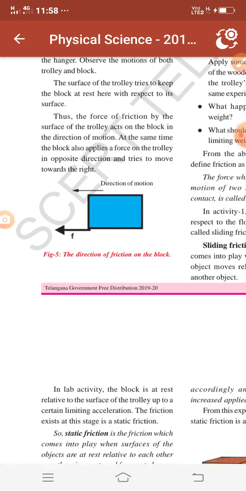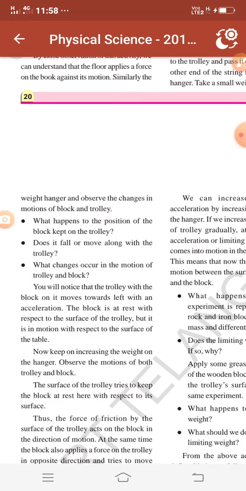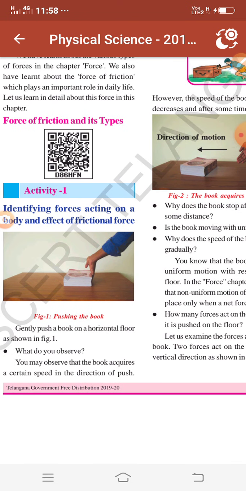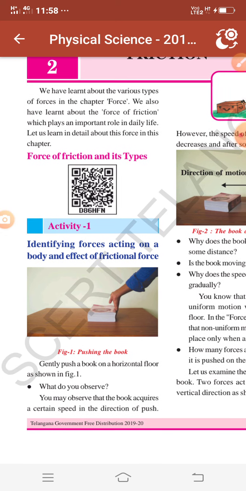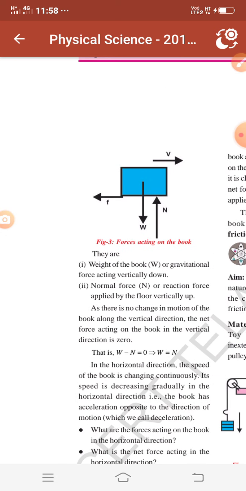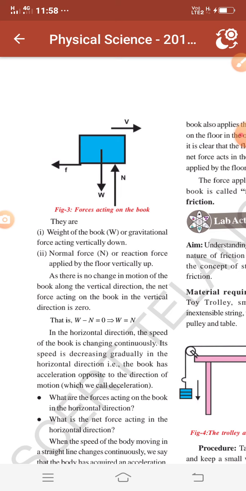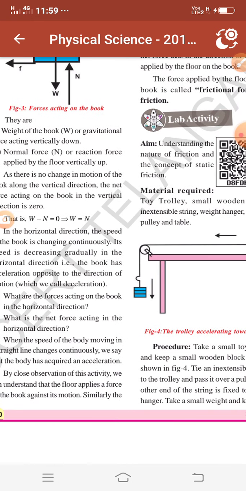Children, in this class what did we learn? Yes, we learned the meaning and definition of friction and the types of friction. How many types did we read? Two types. One is sliding friction, another is static friction. Sliding friction is the friction which comes into play when the surface of one object moves relative to the surface of another object.